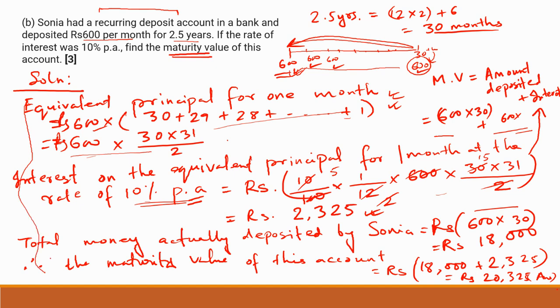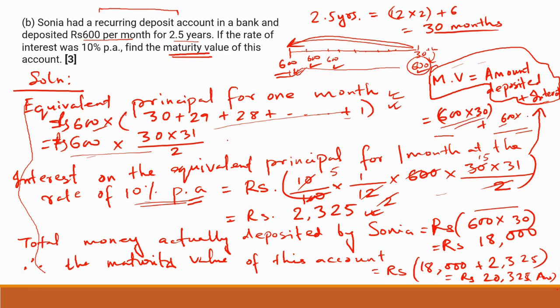But there is no hard and fast rule, because when you explicitly write it, it shows that you understood the concept well. That's all. Because what is the equivalent principal for 1 month, and then you are trying to find the interest on that equivalent principal, right? So this just shows you understand, but no hard and fast rule. If you want to save time, you can also do it this way. Maturity value is amount deposited plus interest, and you have to write at least this formula directly, right? So that your teacher understands.